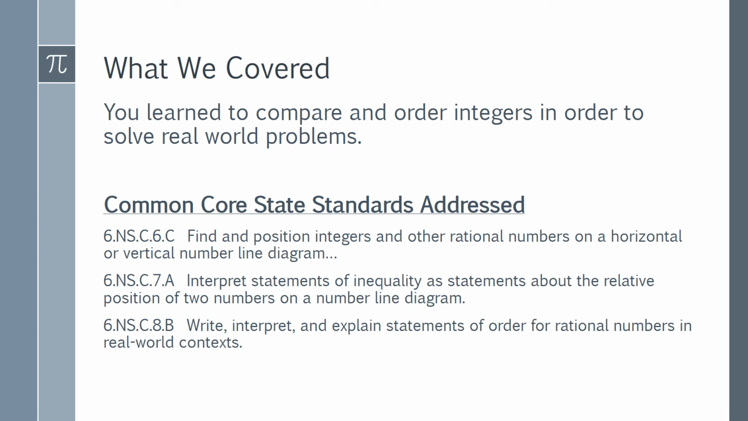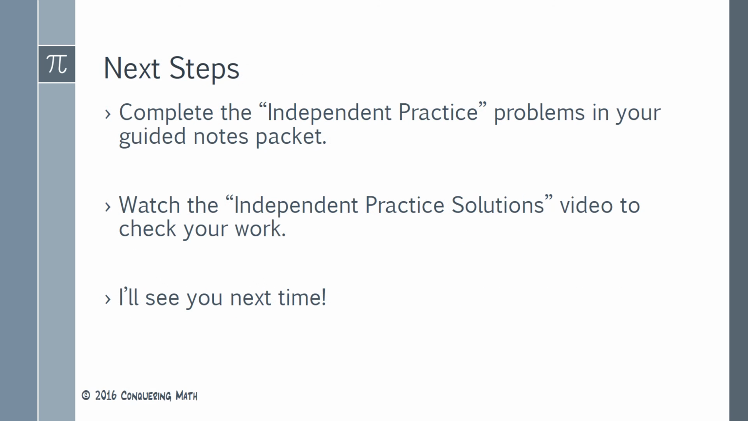Today you learned to compare and order integers in order to solve real-world problems. The Common Core state standards today were 6.NS.C.6C, 7A, and 8B. Now that you are familiar with these techniques, complete the independent practice problems in your guided notes packet. Then watch the independent practice solutions video to check your work.